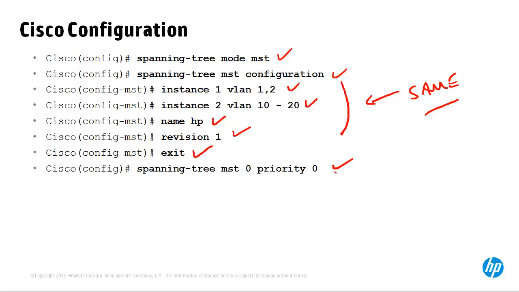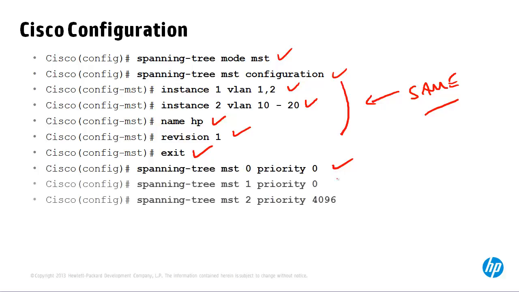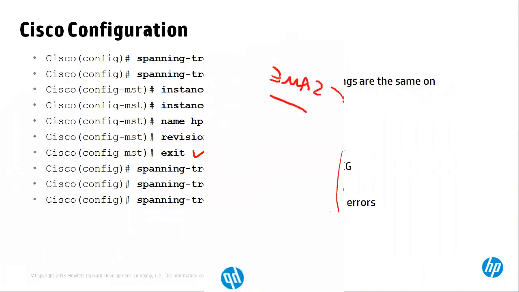You can then specify the priorities of the different instances. In this case, this switch has a priority of 0 for instance 0 and instance 1, but a priority of 4096 for instance 2. It's good practice to split the root roles across your core switches.